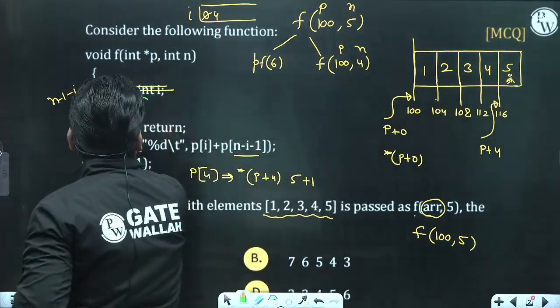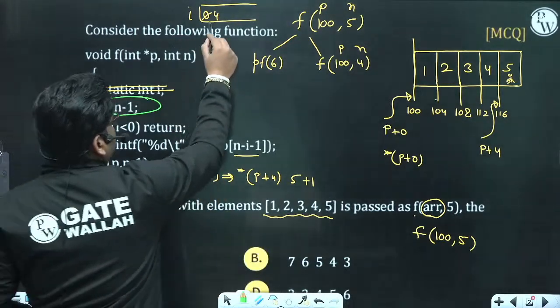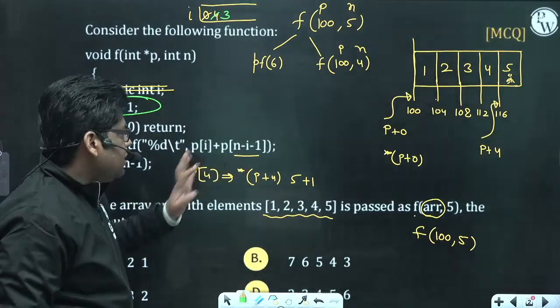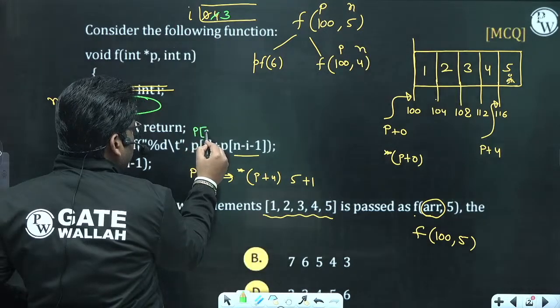Now again, because this is not the base case, i is equal to n minus 1. Now the value of i becomes 3. And again, the same scenario over here. What is the value of p of 3?